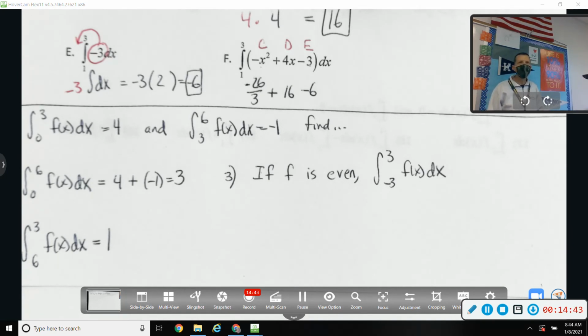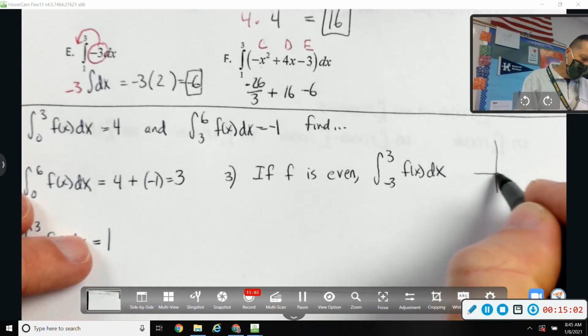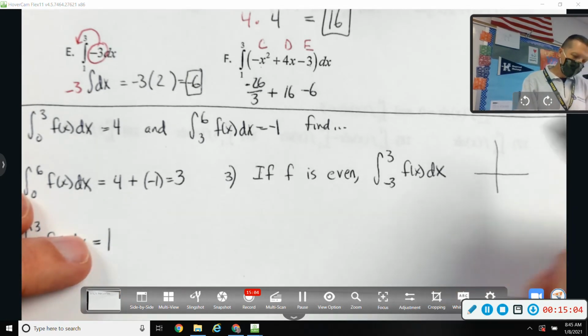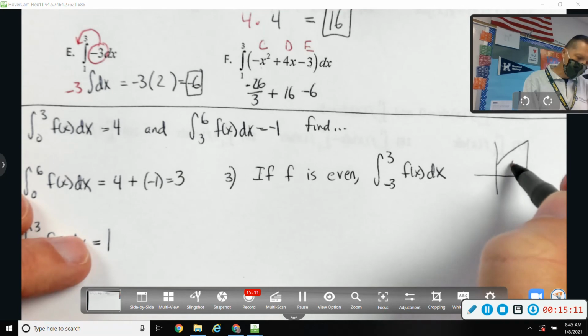X squared. Okay, x squared is an example of an even function. What makes it even? It's something about the y-axis. More specifically, it's symmetric with the y-axis. So let's draw just a make-believe function here. From 0 to 3, I don't know what it looks like. But that area is supposedly 4.